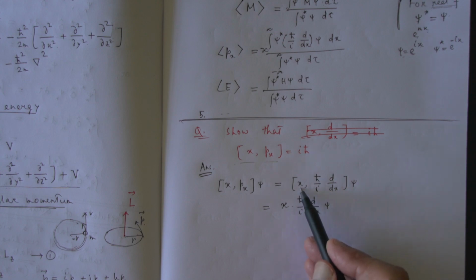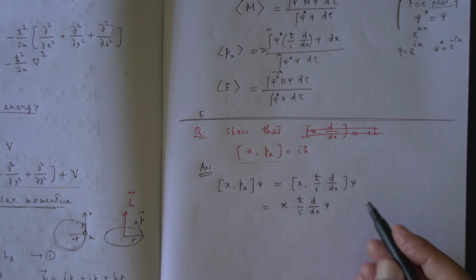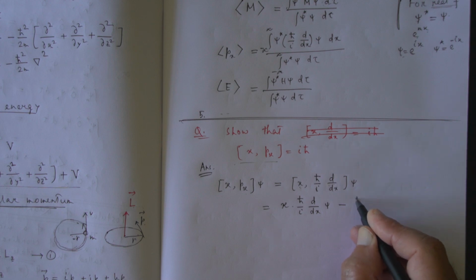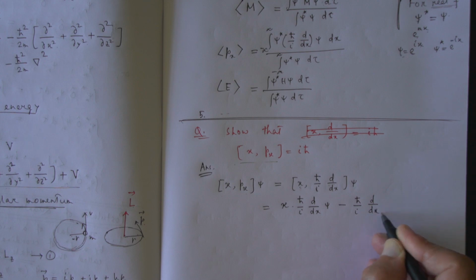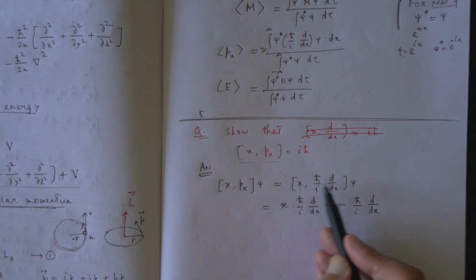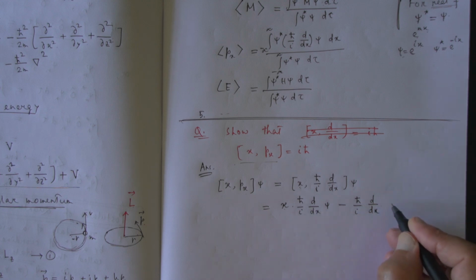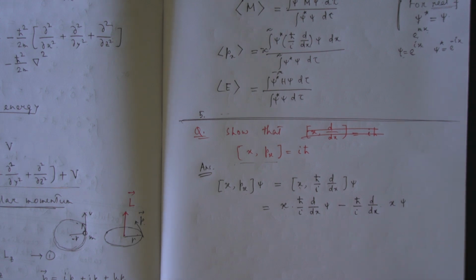AB, this is A, this is B. AB, so this minus BA. So AB psi, now BA psi. Okay, BA psi. AB psi minus BA psi.